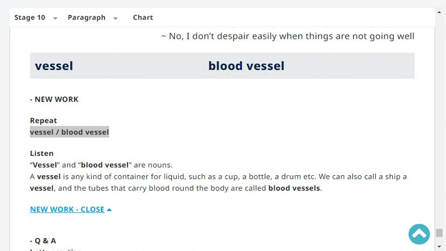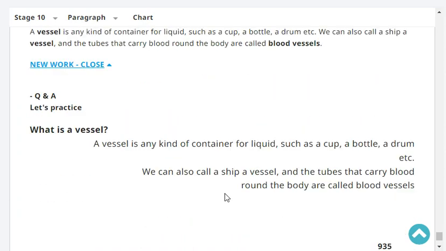A vessel is any kind of container for liquid, such as a cup, a drum, a bottle, etc. We can also call a ship a vessel, and the tubes that carry blood around the body are called blood vessels. Okay, let's practice. What is a vessel?